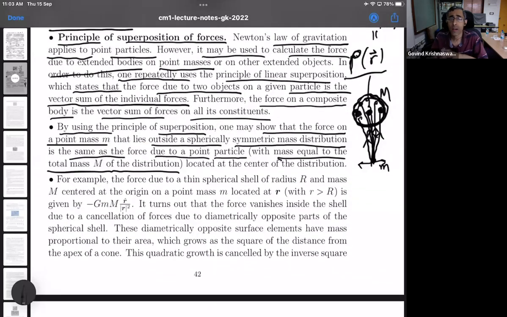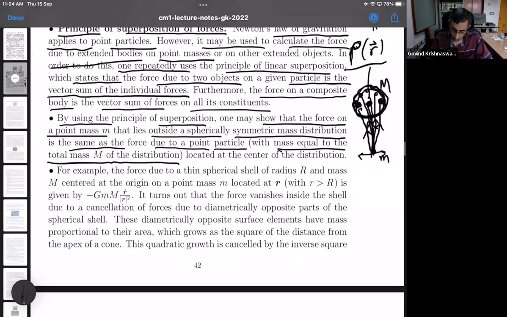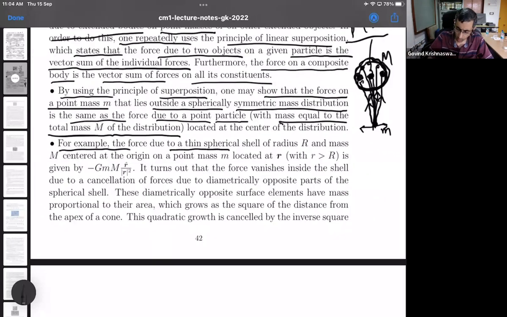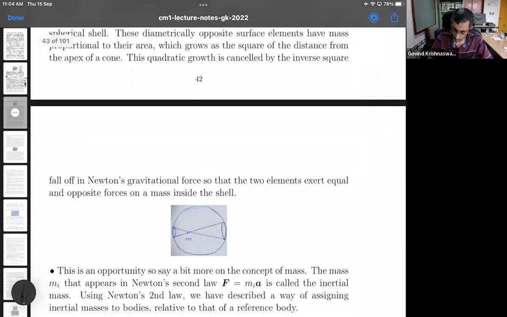Of course, it needn't be a continuous distribution of masses. You could have several point masses, and you can ask what is their total effective force. Let me give another example. Another nice example: the force due to a thin spherical shell of radius r and mass capital M centered at the origin. Okay, so we've got a thin spherical shell.